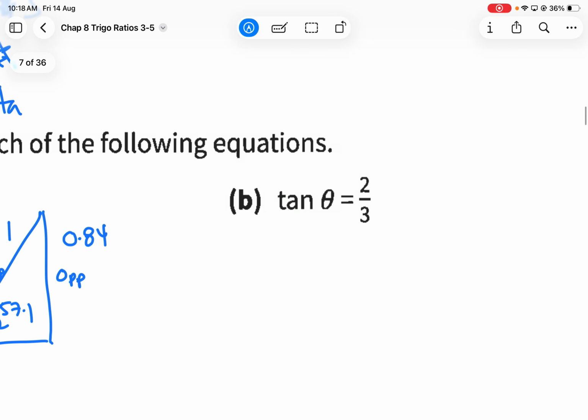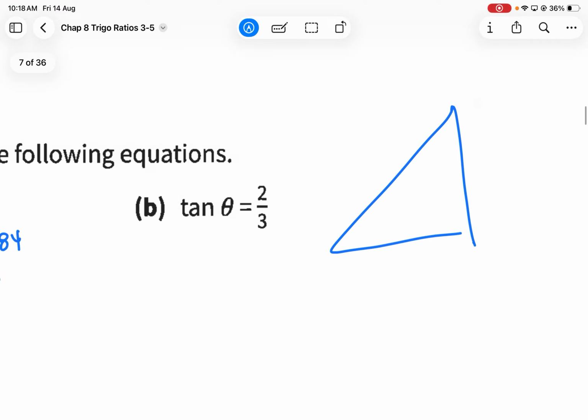Okay, tangent theta is 2 over 3. I want to find back the angle. This one is like telling me there is a right angle. There is this angle. The opposite is 2, the adjacent is 3. This is what they are telling me. Then I can find back the angle, because my calculator knows every angle, the tangent of every angle. Okay? So, I need to tangent inverse away the tangent.